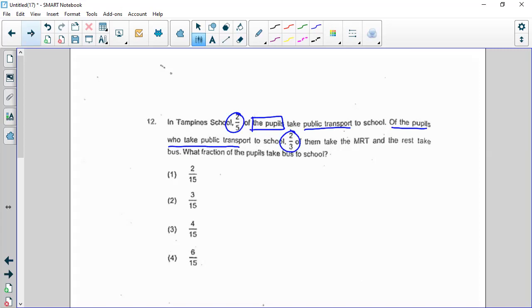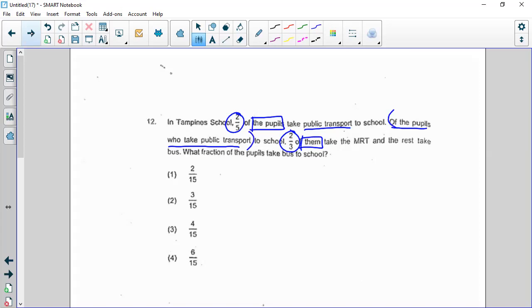Let me ask somebody. Shall we ask Suran? What is 2/3 talking about? Pupils. The pupils. It's talking about the word them, right? Them refers to what? Think carefully. Wrong already. The word them is not the pupils. It's not talking about the pupils. The pupils who take public transport. Yeah, it's talking about the pupils who take public transport. So there is nothing to do with math here. It's about your language. Do you understand the language of this sentence?